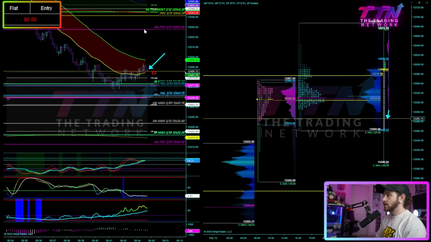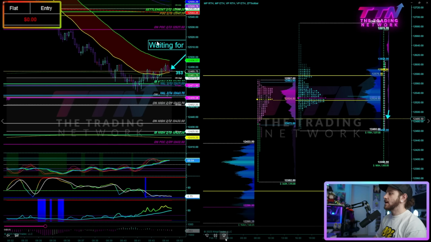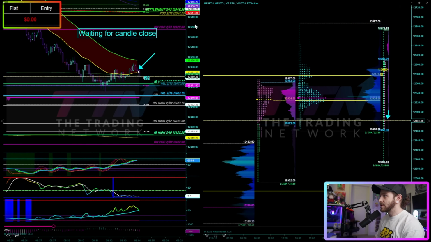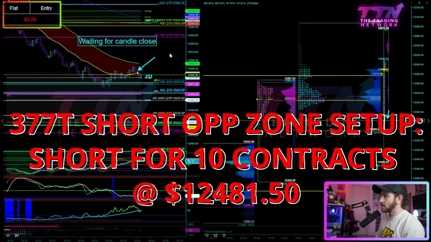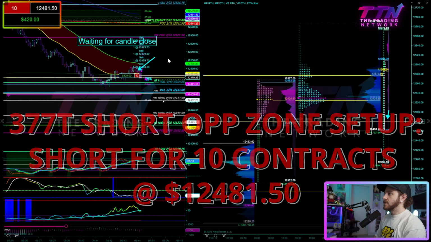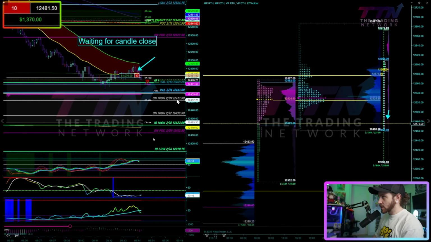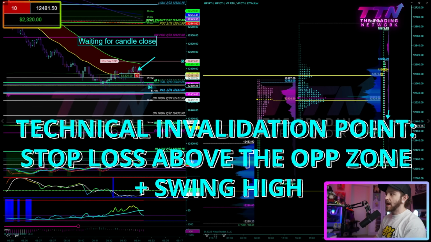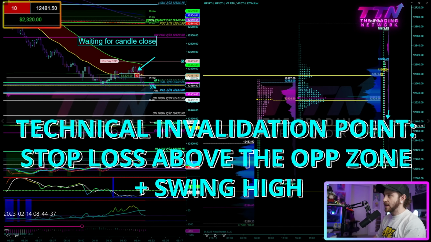So I'm going to go ahead and click play once again. You can see that I even typed out, yep, waiting for a candle close. So that is exactly what happens. On this bar, we technically don't get a closure below the low, so that's what I'm looking for. We got it on the subsequent bar. So you can see here, I am short now for 10 contracts. I have my stop loss above the opportunity zone, as that is my technical level of invalidation.